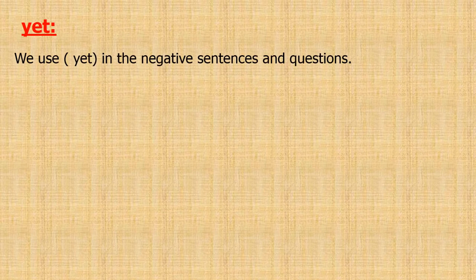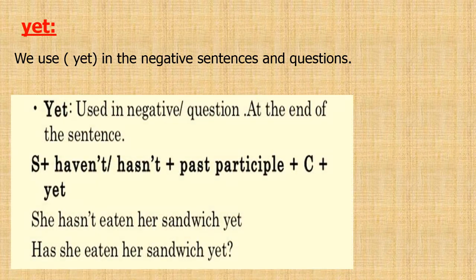Yet. We use yet in negative sentences and questions, at the end of the negative sentence and at the end of the yes-no question. She hasn't eaten her sandwich yet. Has she eaten her sandwich yet?